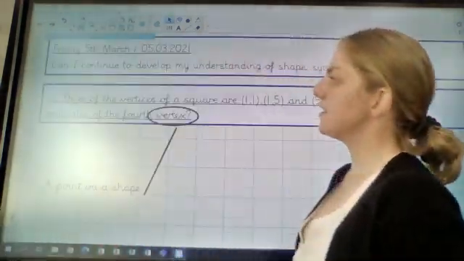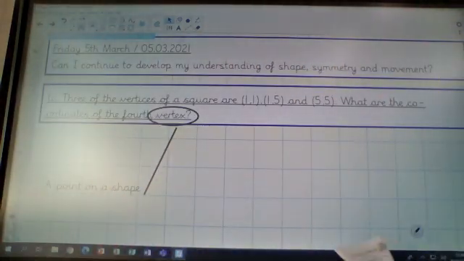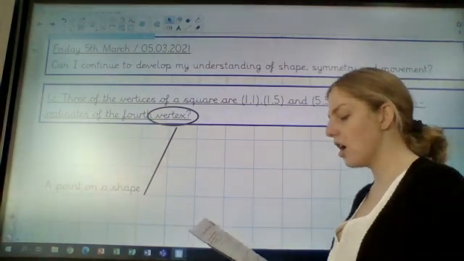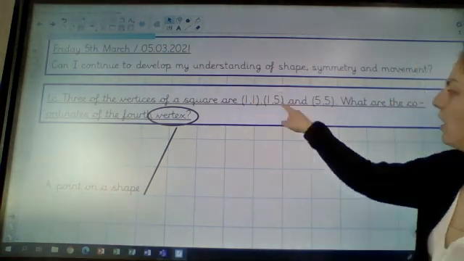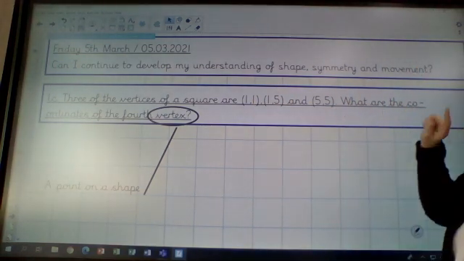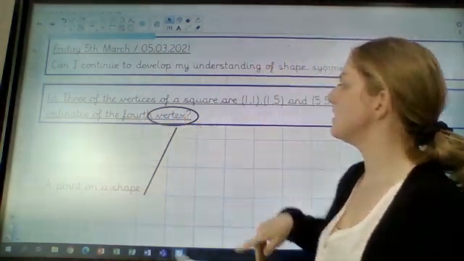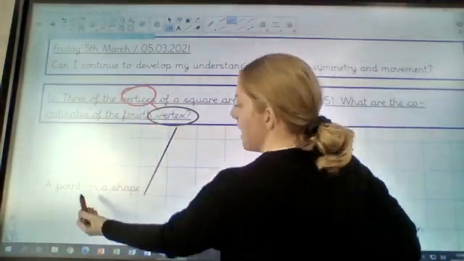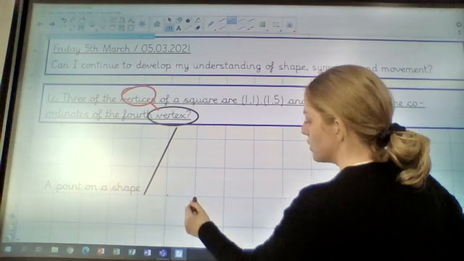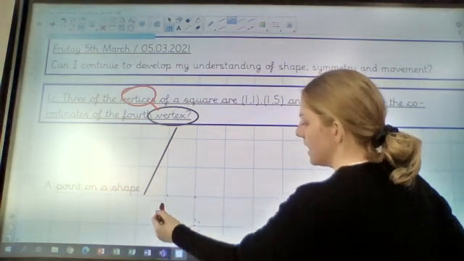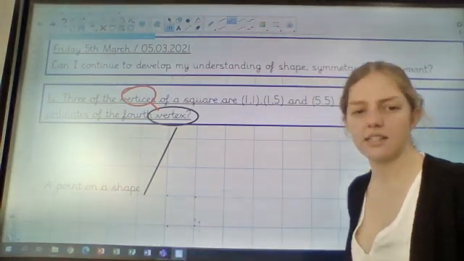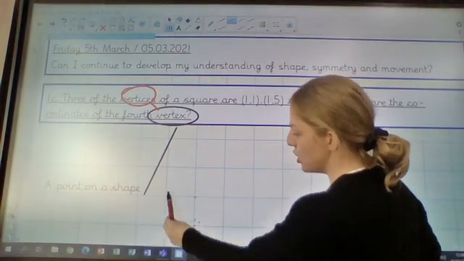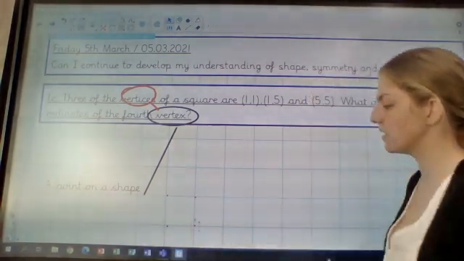So for 1C, it's saying 3 of the vertices of a square are 1, 1, 1, 5, and 5, 5. What are the coordinates of the 4 vertices? So remember, vertices and vertex mean a point on a shape. So if I were to do a square, these would be my points in red, okay? So they would be my vertex. That would be my vertex there, those 4 points.